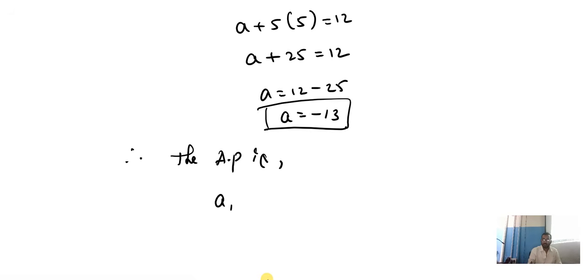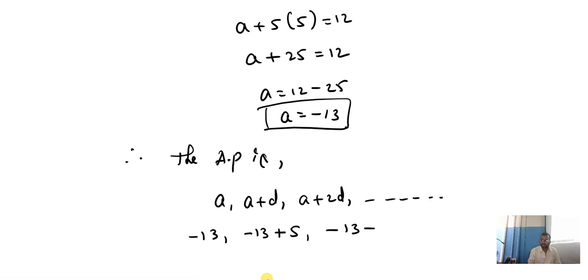First term is A, second term is A plus D, third term is A plus 2D, and so on. First term A1 is A, A2 is A plus D, A3 is A plus 2D, isn't it? Yes. Now substitute. What is A? Minus 13. Minus 13 plus D, which is 5, is minus 8. Minus 13 plus 2 into D, which is 10, is minus 3, and so on.